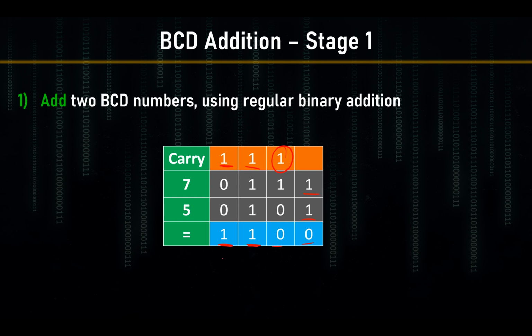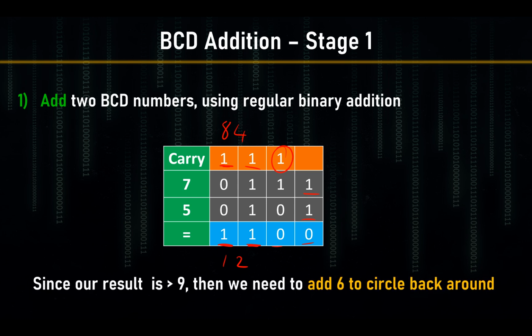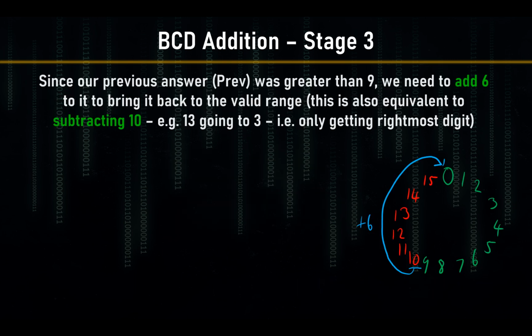Now, if we look at this, of course, 8, 4, 2, 1. Therefore, our answer here is going to be 12. And 12 is bigger than 9, so this is going to be an invalid BCD digit. So what we then need to do is add 6 to circle back around.